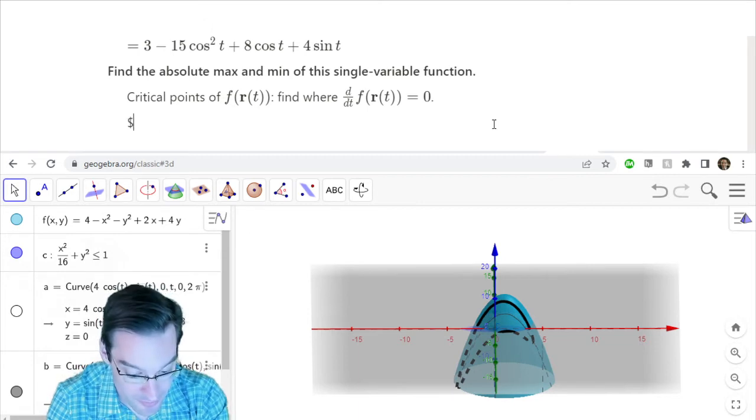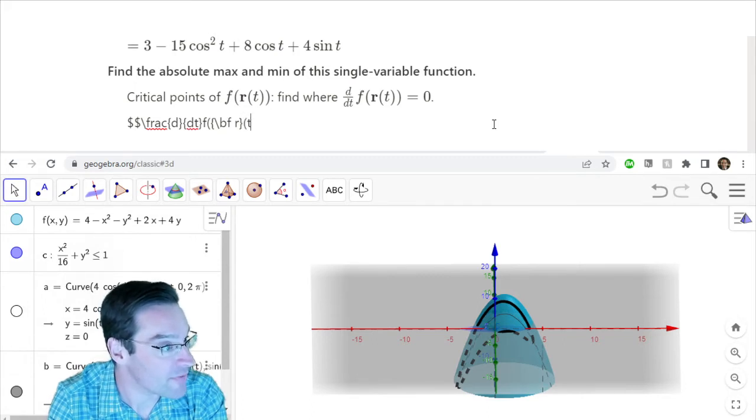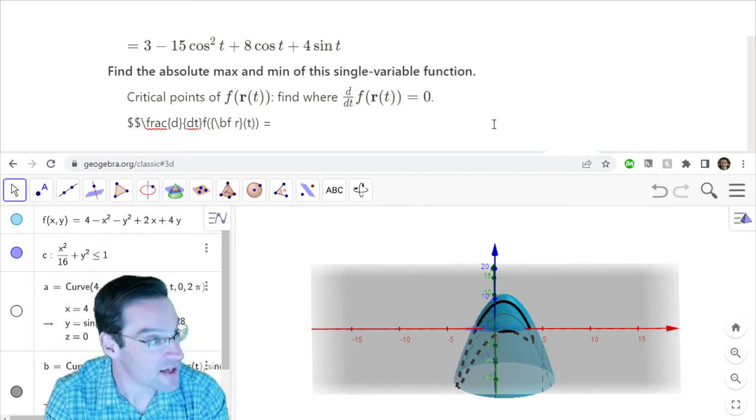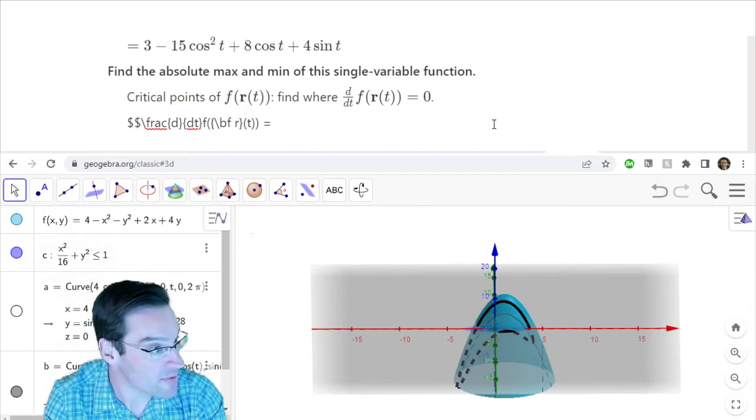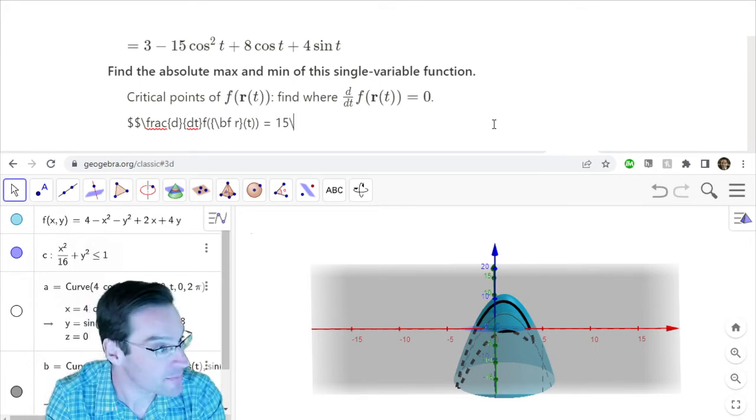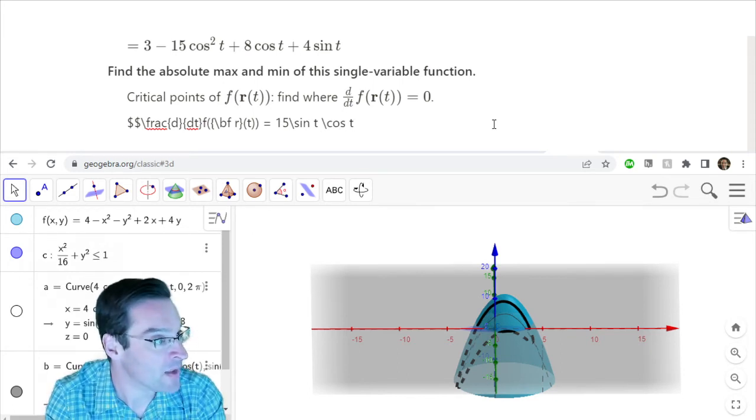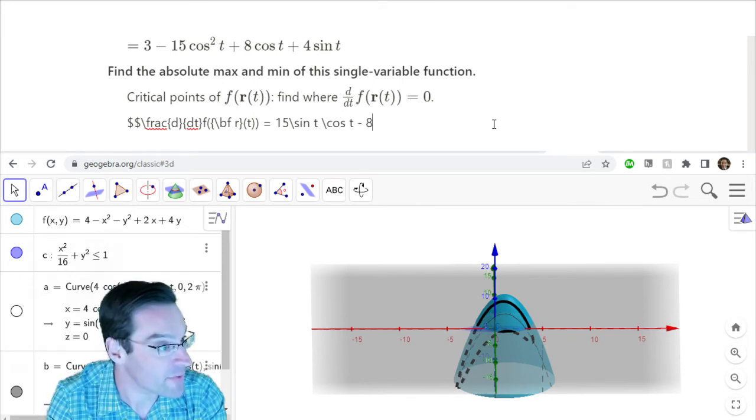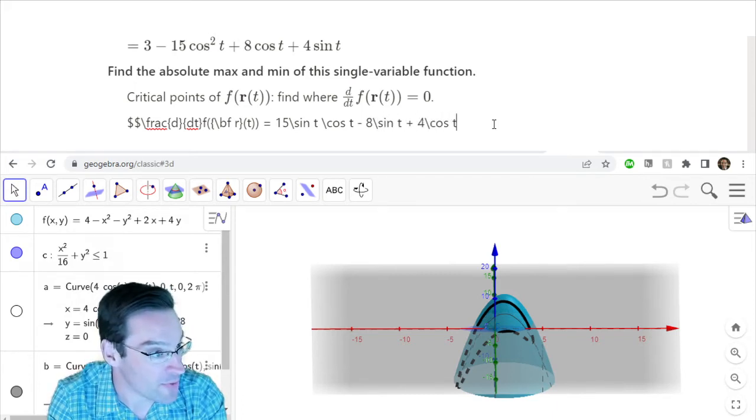So the derivative of f of r of t, just need to take the derivative with respect to t of this function that we're looking at above us. So 3 is a constant, so its derivative is 0. Minus 15 cosine squared of t, its derivative is going to be positive 15 sine t cosine t, using the chain rule there. Plus 8 cosine t, its derivative will be minus 8 sine t, and then plus 4 sine t, its derivative is going to be 4 cosine t.